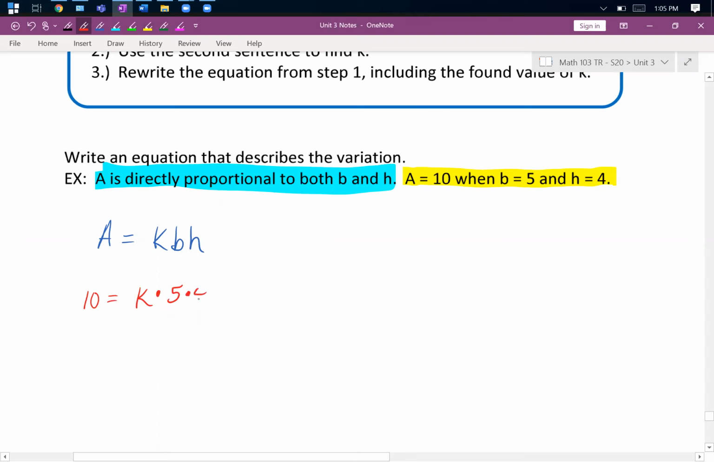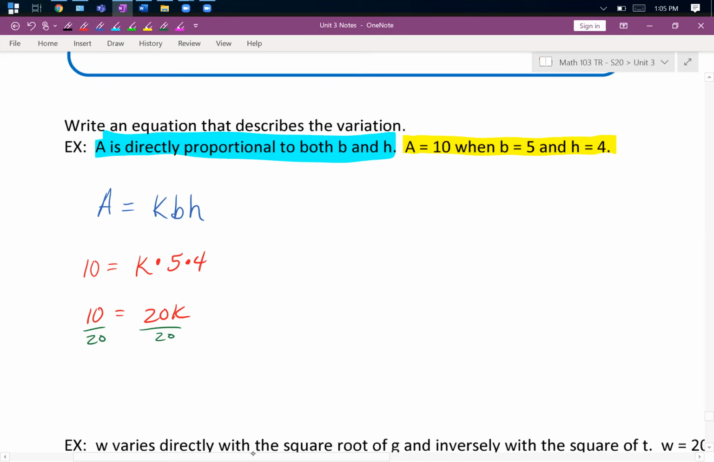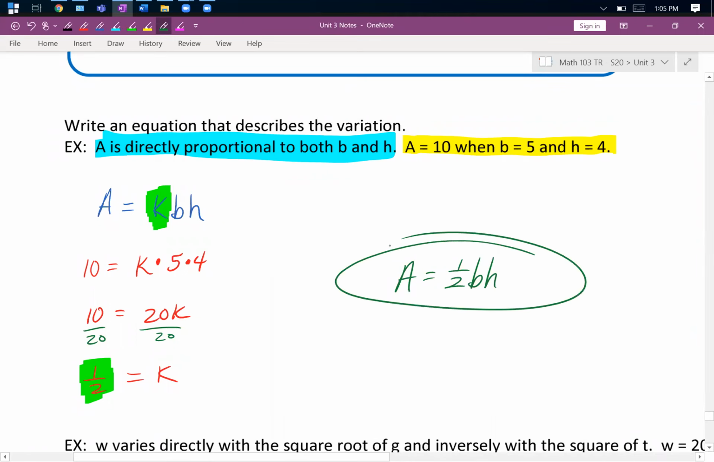So cleaning that up on the right, we're going to get 20k. And then we're going to divide, and I get k to be equal to 1/2. Our final answer is to simply take this 1/2 and plug it in here for k, and that'll be our answer. We get A to be equal to 1/2 BH. That looks familiar.